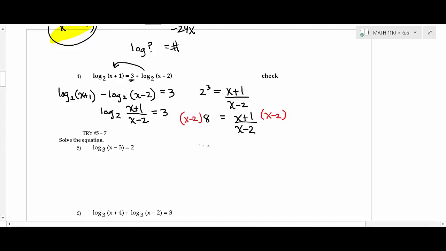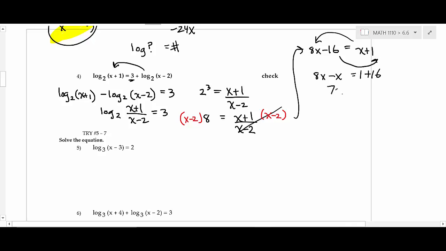So what I'll have here then, I'm going to bring this up here so I have a little bit more room. I'll have 8x minus 16 on the left side. On the right side, I'll have x plus 1. So that's the equation we want to solve. I'm going to get all my x's on the left, all of my constants on the right. So I have 8x minus x equals 1 plus 16. So that is 7x equals 17. And if you divide both sides by 7, you'll get an answer to that problem.